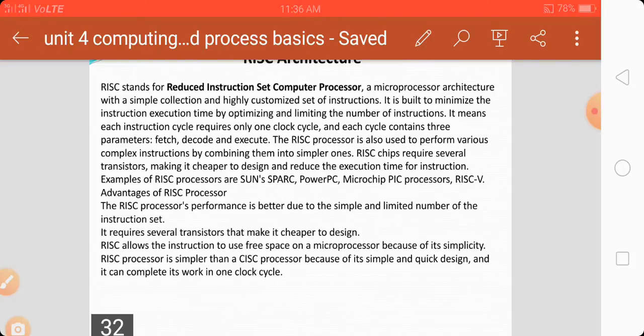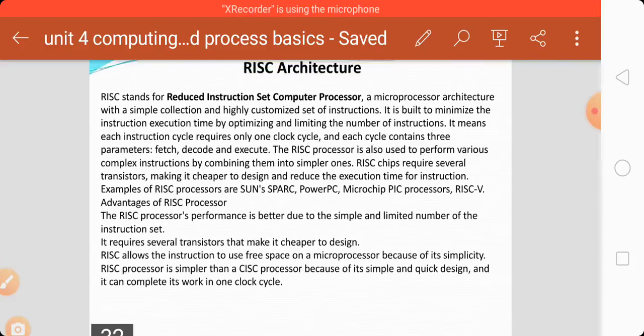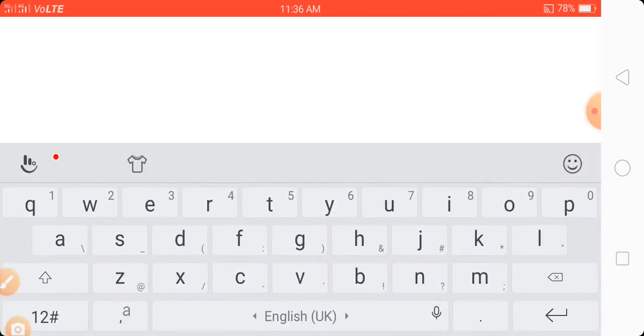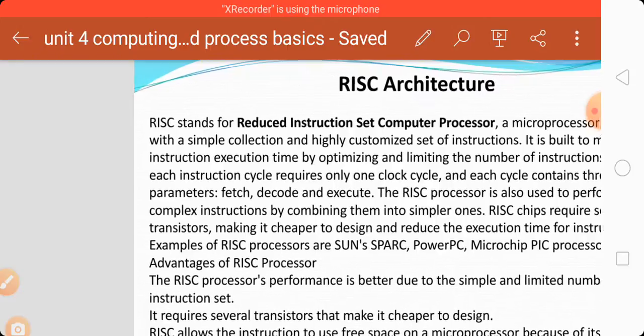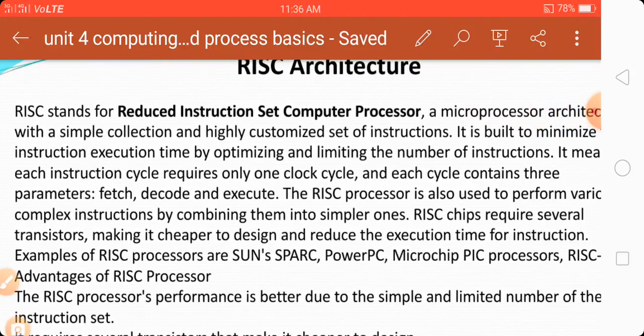This is a microprocessor architecture with a simple collection and highly customized set of instructions. Here we reduce the instruction set of the processor. In this architecture, we reduce the number of instructions, meaning a RISC processor has a limited instruction set. So it is built to minimize the instruction execution time by optimizing and limiting the number of instructions.